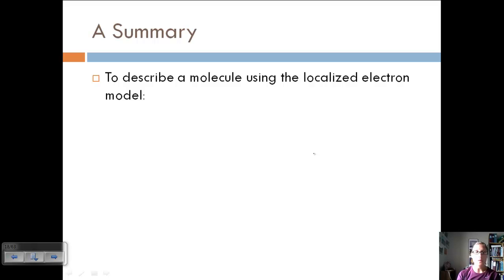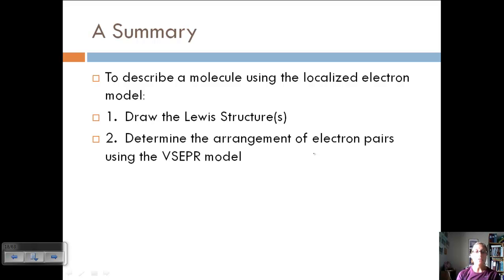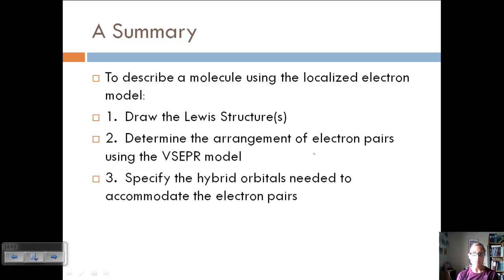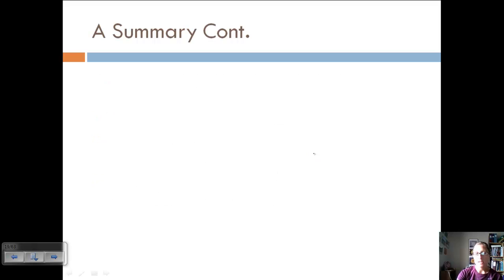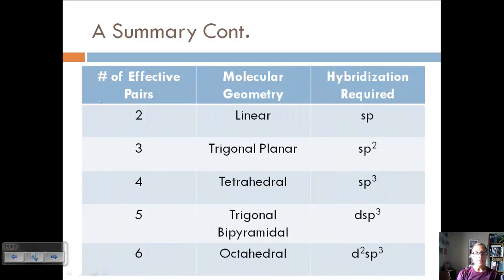Okay, so let's kind of just review real quick. So to describe a molecule using the localized electron model, you need to draw the Lewis structure. Then you need to determine the arrangement of electron pairs using molecular geometry or VSEPR, and then you specify the hybrid orbitals needed to accommodate all those electron pairs. Okay, so based on the number of effective pairs that you have, here's your general geometry, and then here's the hybridization. And so you can think about it based on where the valence electrons are and what element they're being contributed from, and that's going to coordinate to either d, s, or p, which should help you figure these out. So number of effective pairs related to geometry related to hybridization. This is going to be important to know.